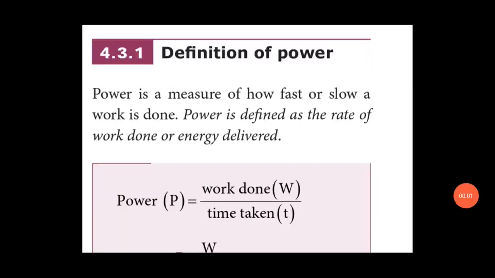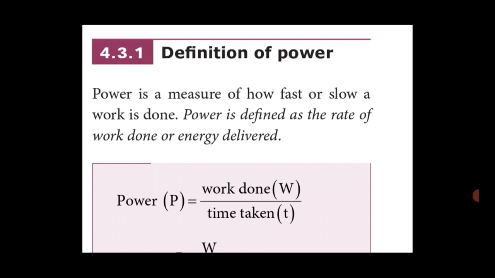The next topic we are going to discuss is power. You know what power is. If you have more power, you will do the work faster. If you have less power, you will do it much slower. So it just depends on the power. Power is a measure of how fast or slow the work is done. So power is defined as the rate of work done or the energy delivered. How much energy has to be delivered depends on the power.